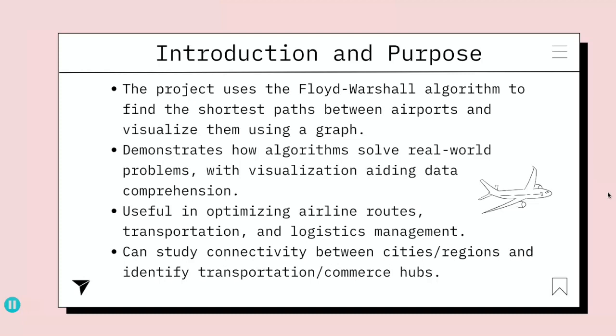The project can be useful in several applications such as optimizing airline routes, transportation planning, and logistic management. It can be used to study the connectivity between the different cities and regions and to identify the potential hubs of transportation and commerce. The problem is to find the shortest distance between airports using the Floyd algorithm.